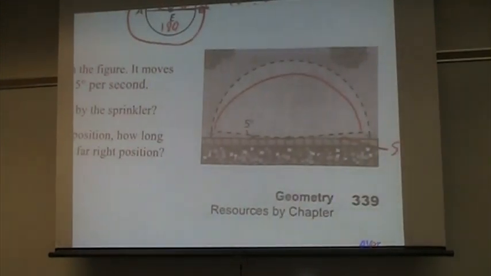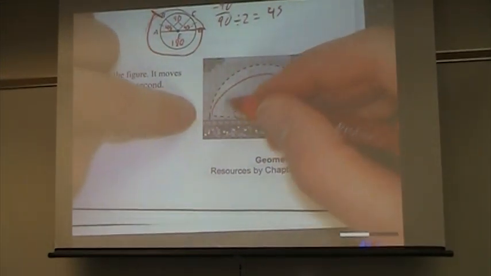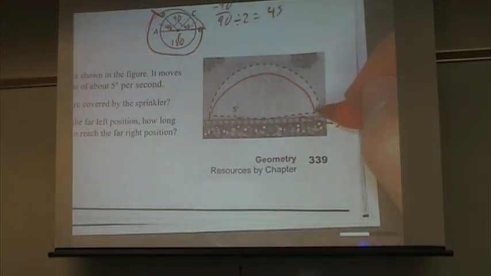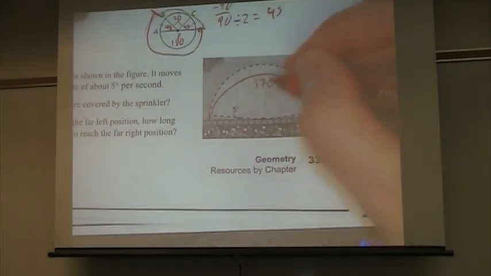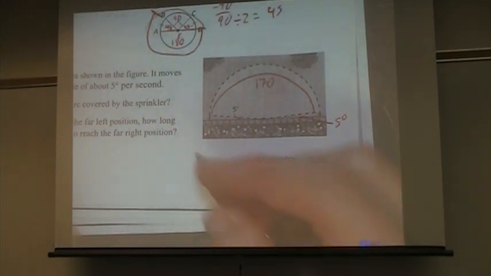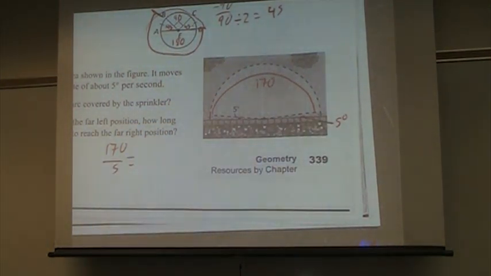Oh, I'm sorry, you couldn't see my picture. So you got a 5 degrees here because this guy's 5 degrees. So you're gonna figure out how many degrees total you move in that range. It'd be 170. Because just subtract 5 and 5 from 180. And then how long will it take? Well, if it covers 5 degrees per second, all you're gonna do is 170 divided by 5, and that will give you how long it takes for the sprinkler to go from one side to the other.